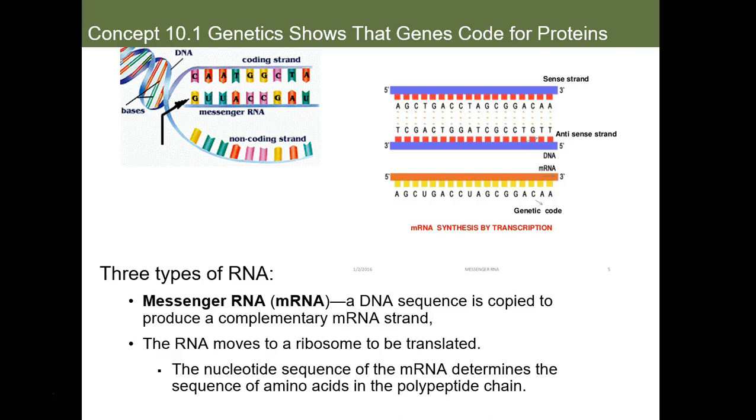There are three types of RNA: messenger RNA, ribosomal RNA, and transfer RNA. Messenger RNA, or referred to as mRNA, is a complementary RNA strand produced from a sequence of DNA. The mRNA moves to a ribosome to be translated. The nucleotide sequence of the mRNA determines the sequence of amino acids in the polypeptide chain. You can see an mRNA on the top right as the yellow strand. It looks like half a strand of DNA with uracil instead of thymine.